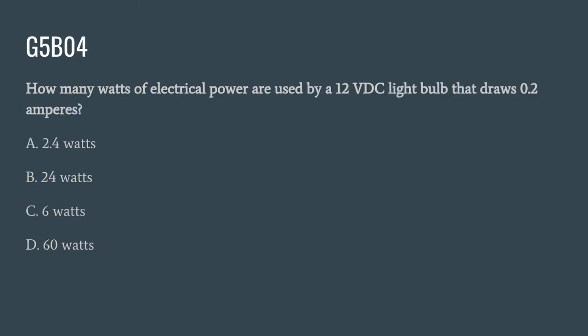200 watts. G5B04. How many watts of electrical power are used by a 12 volt DC light bulb that draws 0.2 amperes? A. 2.4 watts. B. 24 watts. C. 6 watts. Or D. 60 watts. Correct answer is A. 2.4 watts.